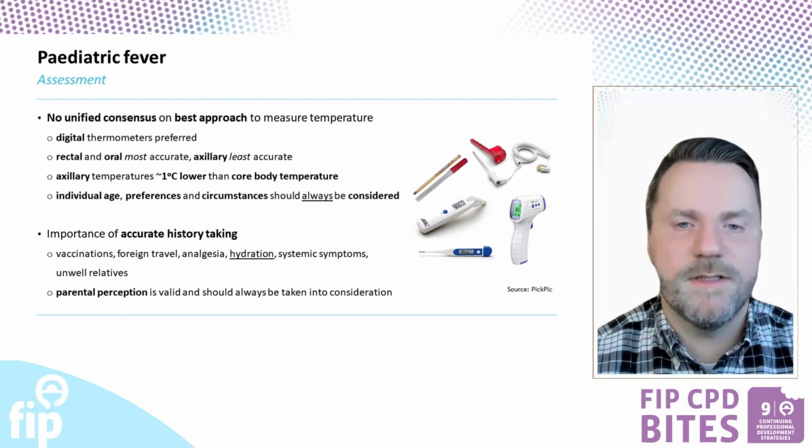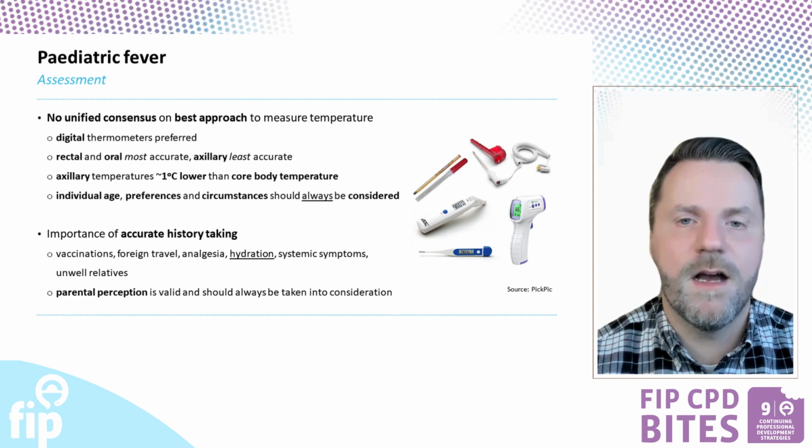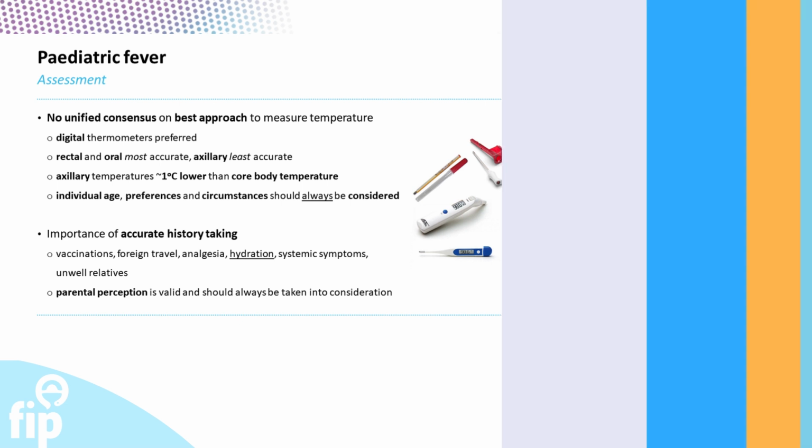An accurate history taking is also essential. Important background information to consider includes vaccination history, recent travel, any analgesia that may have already been given, hydration due to the risk of dehydration, systemic symptoms, and whether anyone else in the household is also unwell. Parental perception is also crucial, as parents know their child best and their insights should always be considered.